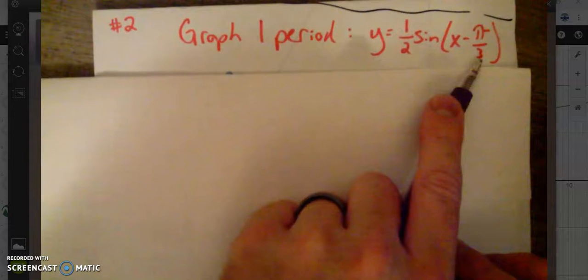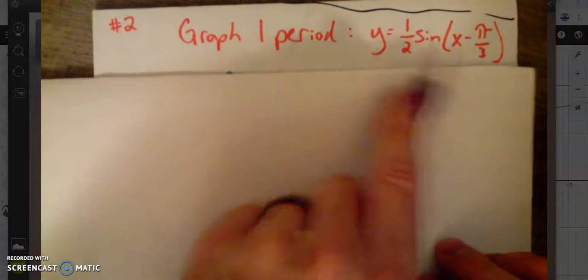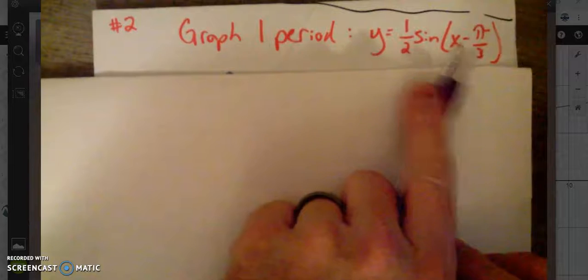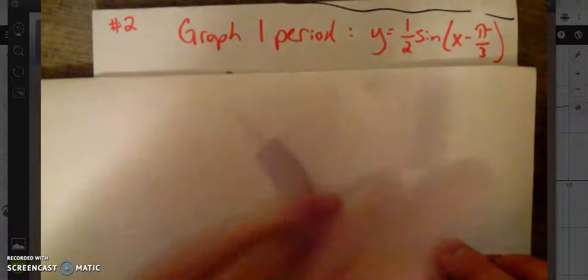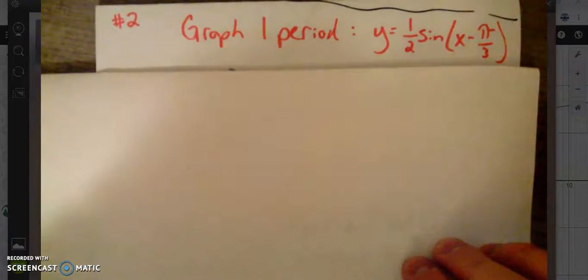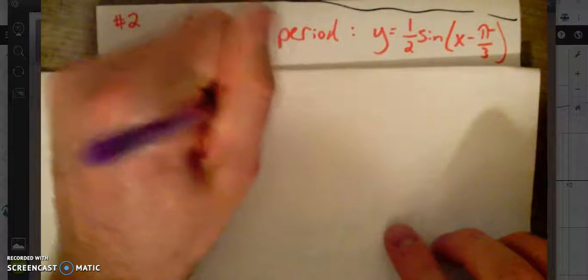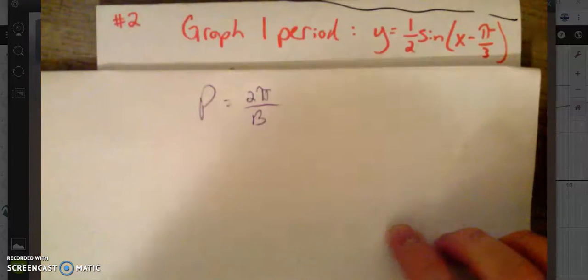X minus pi over 3 is actually going to move every single one of my points from my typical sine curve right pi over 3 units. Okay, to graph one period of this, nothing changes at first. At first we do exactly what we did with the simple ones, and that's to find the period.